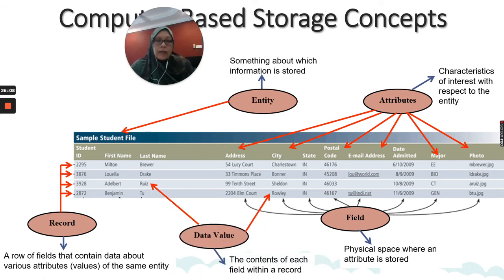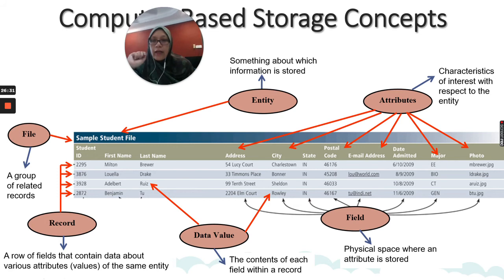Okay, and then data value. This is the contents of each field within the record. Okay, kalau field tadi is the physical space, so the value in that physical space dalam field tu, we call it the data value. The content of the field within the record. Kita panggil data value.